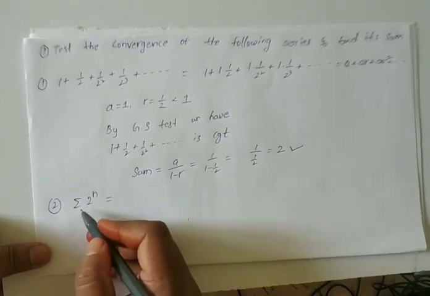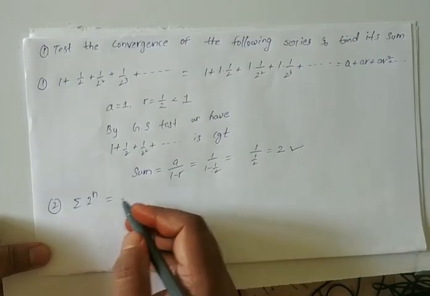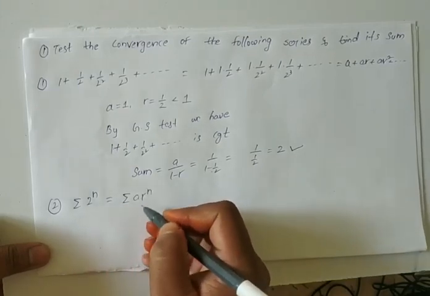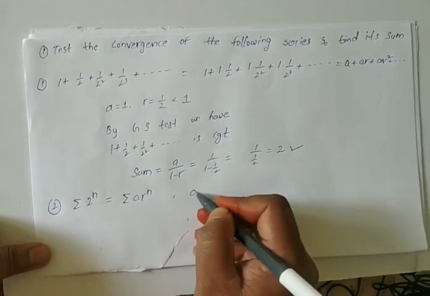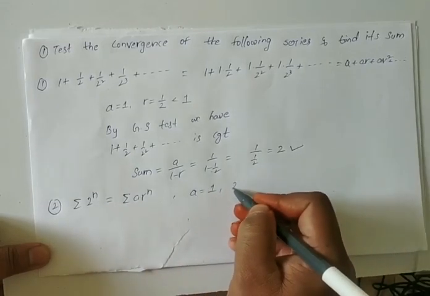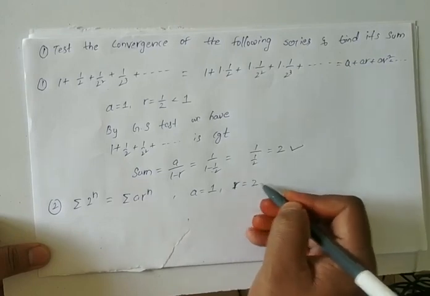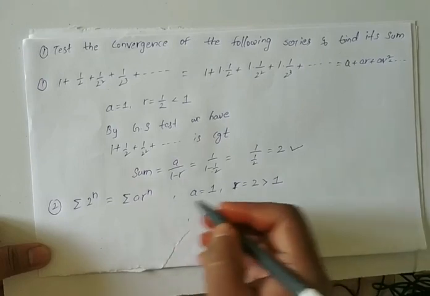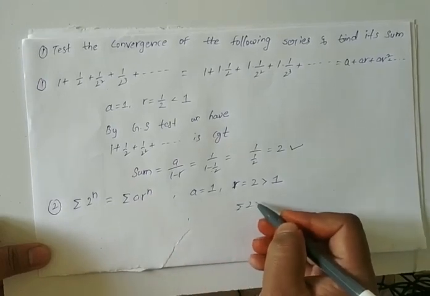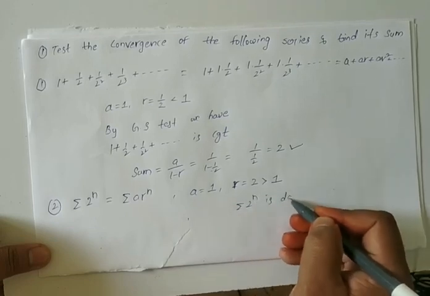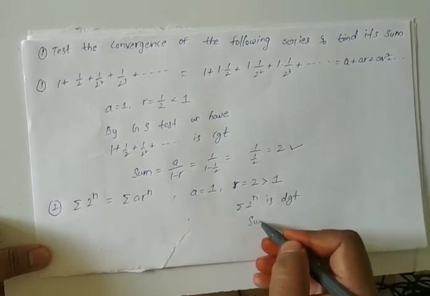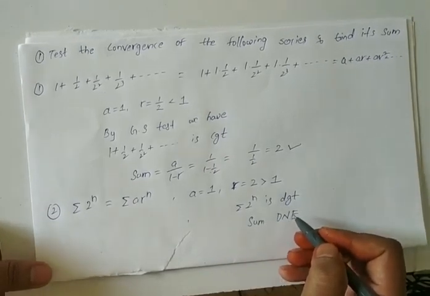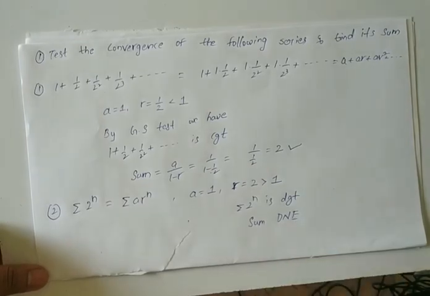If you observe that summation 2 power n, which is in the form of summation ar power n, by comparing these two series, we get the values a is 1 and r is 2, which is greater than 1. By geometric series test, we can say that this series, summation 2 power n, is divergent. In this case, the sum does not exist. DNE means does not exist. In this case the sum of the series does not exist.